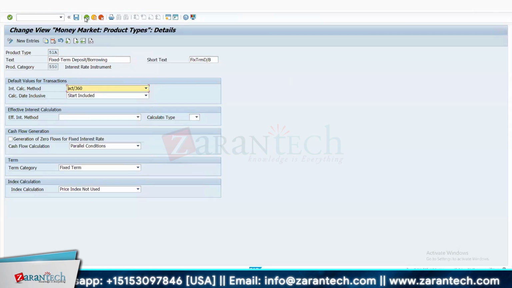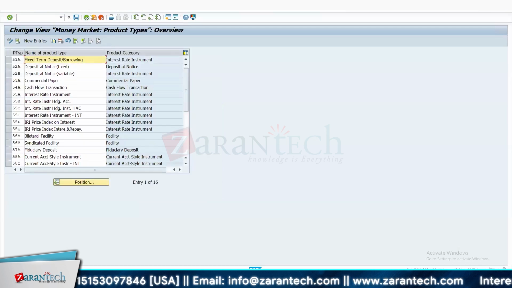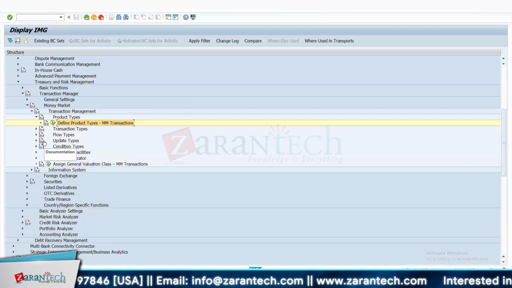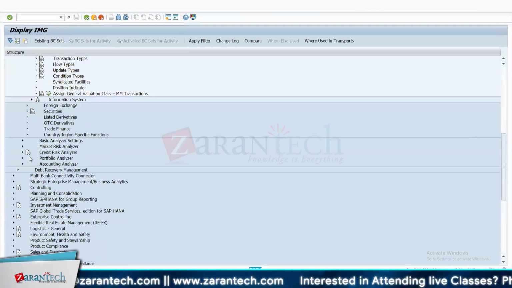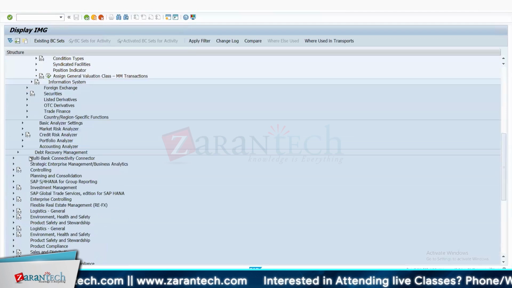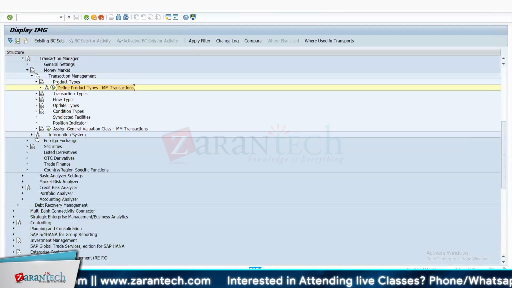And again, this product type is also linked to the transaction type, and transaction type will be linked to flow type. Flow type will be linked to the update type, and update type is something that you can configure through the account determination here. So I will cover them in some of the subsequent sessions, but let me quickly show you.